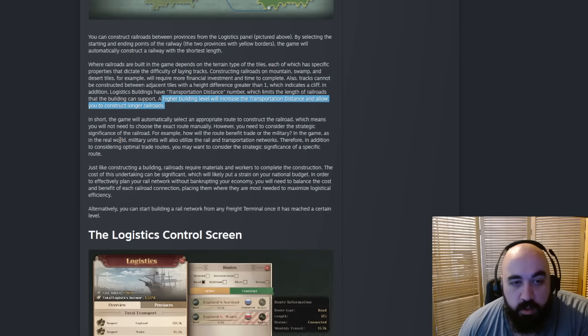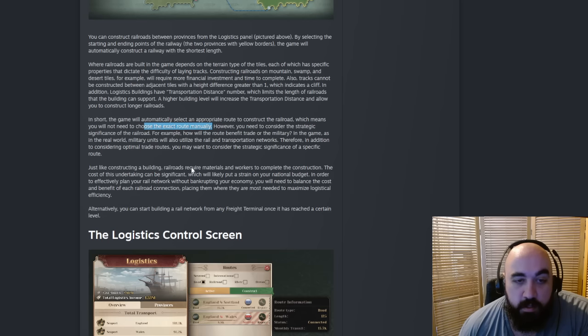Okay. In short, the game will automatically select an appropriate route for you to construct the railroad, which means you will not need to choose the exact route manually. I'm glad that this is the case, because I think it would be tedious and there's probably just always one strictly best route. However, you will need to consider the strategic significance of the railroad. For example, how will this benefit the trade or the military in the game, as in the real world?